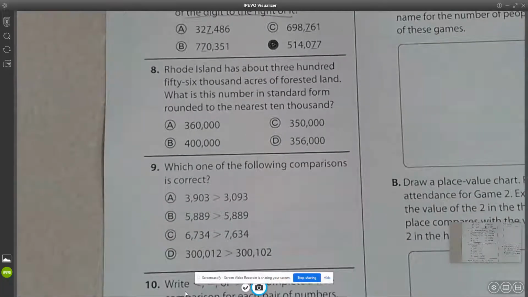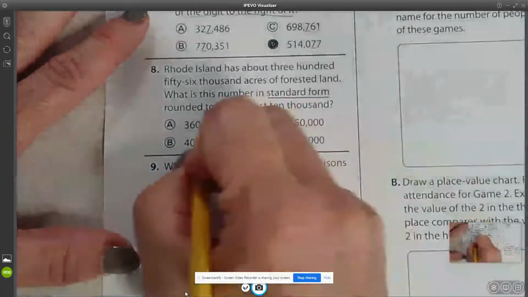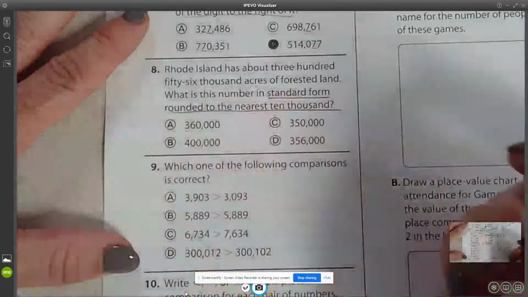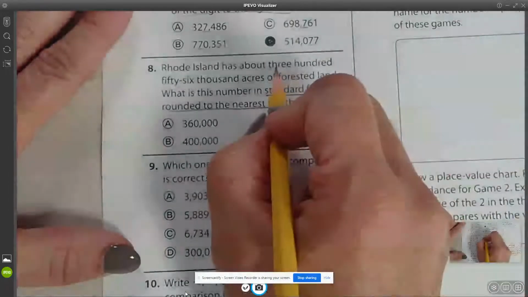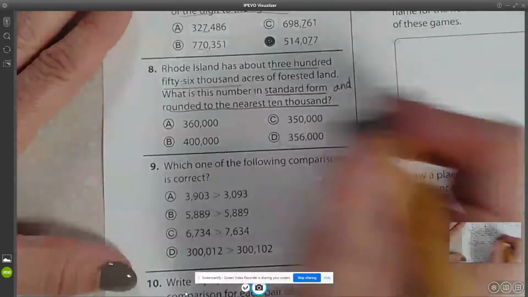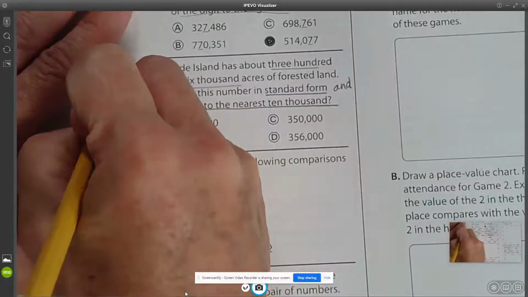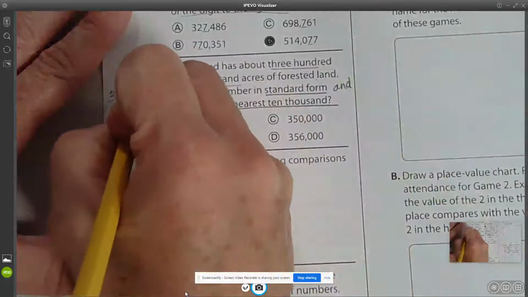8. Rhode Island has about 356,000 acres of forested land. What is the number in standard form rounded to the nearest 10,000? So I have to put this in standard form, and then I also have to round it to the nearest 10,000. So there's two things that I have to do. So I know I've got 356,000, and that's it. So those are all zeros.